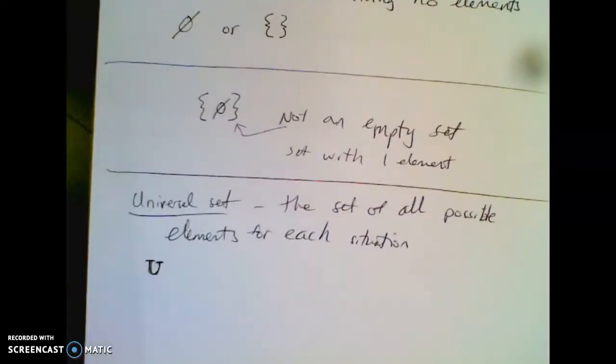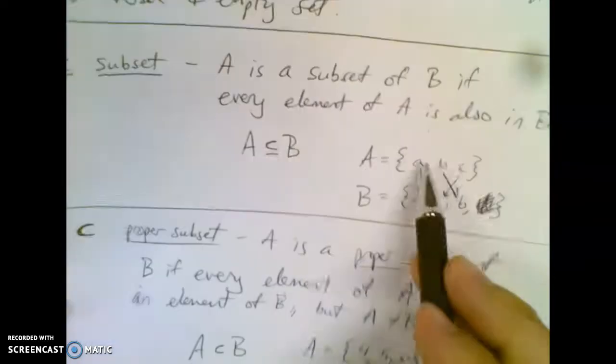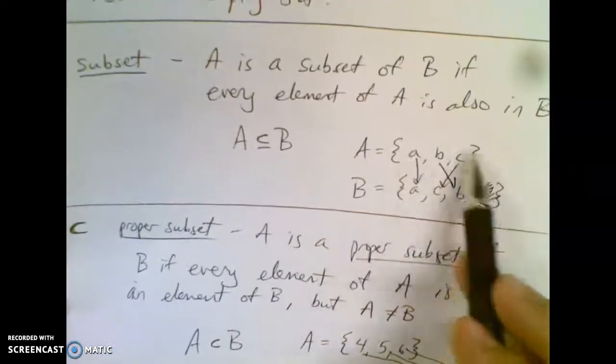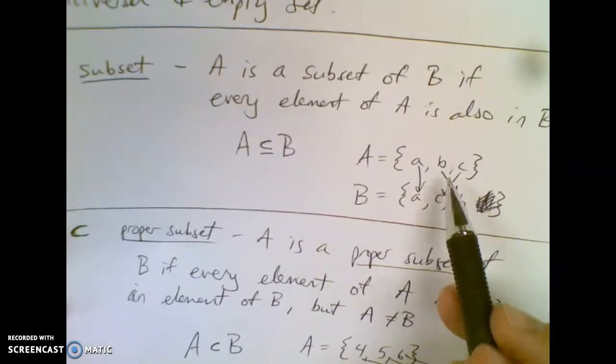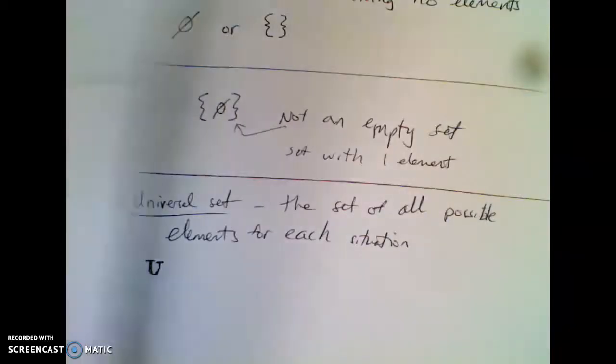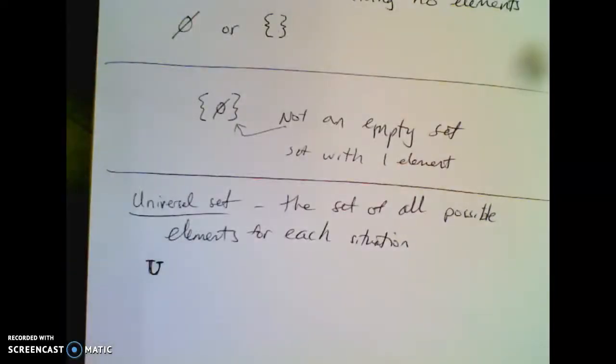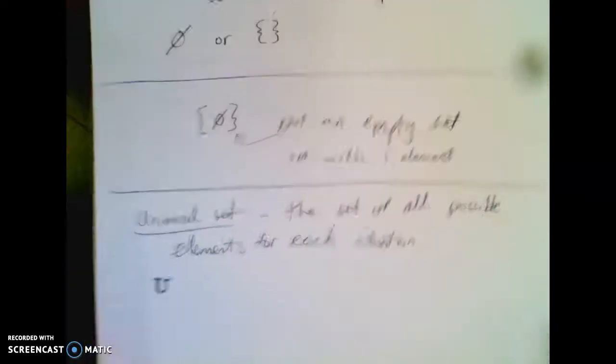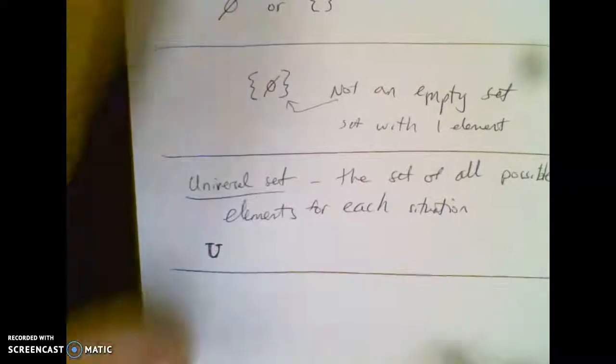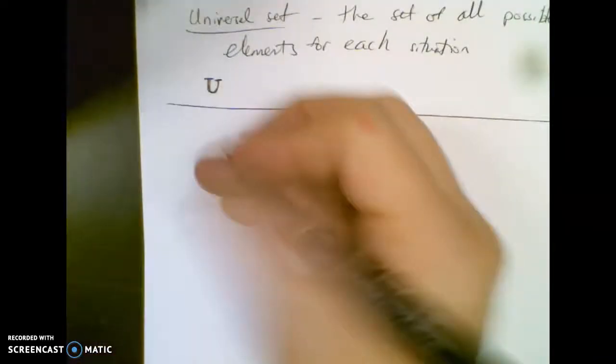So if I were doing this, I think a good universe for this would be the alphabet, right? A through Z. That would be all. And if you were doing these, maybe all positive integers, right? So the universal set changes depending on the problem. All right, one last vocab thing, and that is the complement.